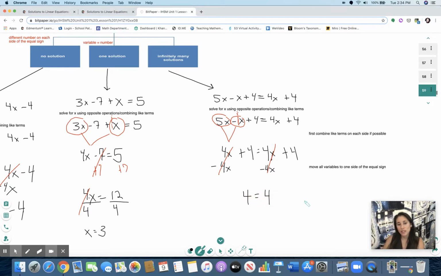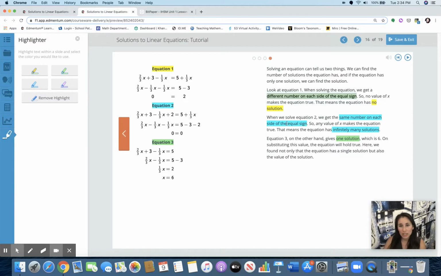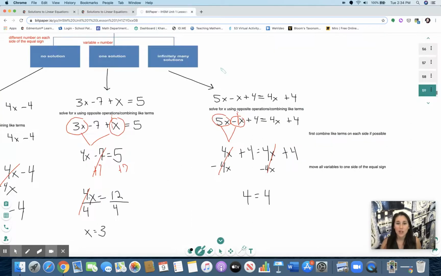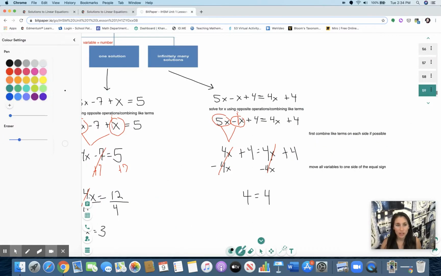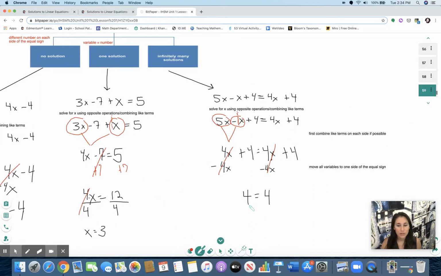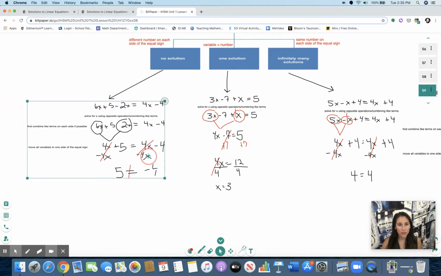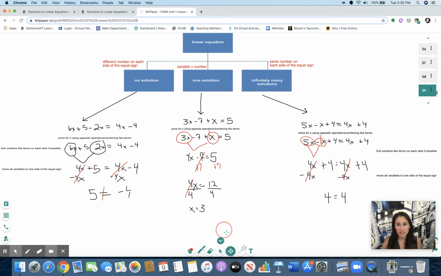Okay, so here's where we're going to have infinitely many solutions, and the wording that they use is same number on each side of the equal sign. That will produce infinitely many solutions. So let's go ahead and write that in our notes. But hopefully your notes look something similar to this, okay?